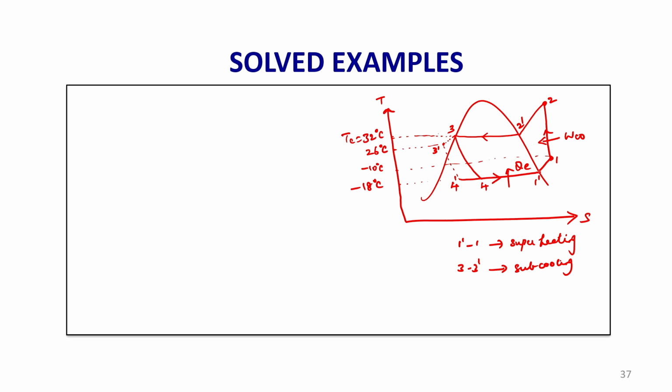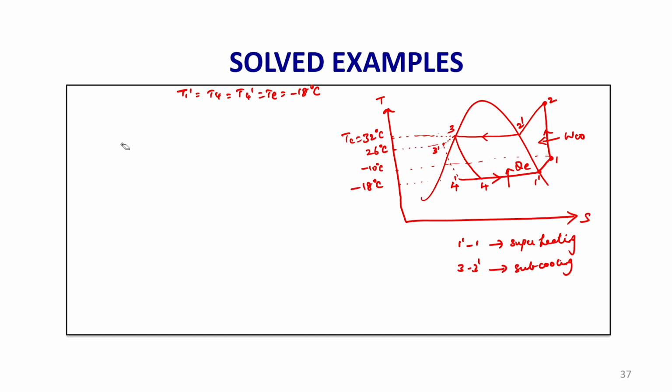And how to find this enthalpy? H1 dash is the saturated vapor enthalpy, H1 dash is equal to vapor enthalpy at temperature T1 dash. What is the temperature at T1 dash? Let me write T1 dash is equal to T4 is equal to T4 dash is equal to minus 18.